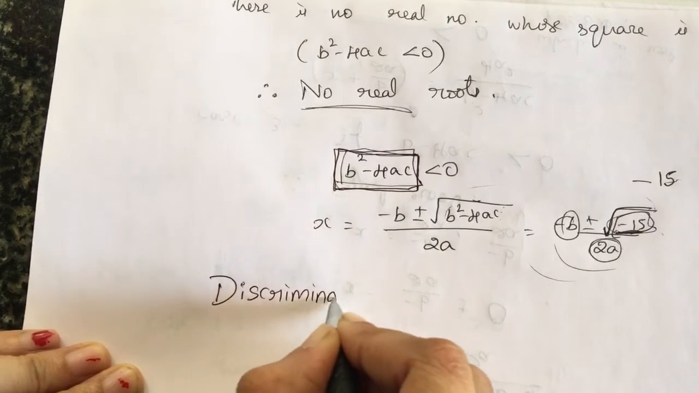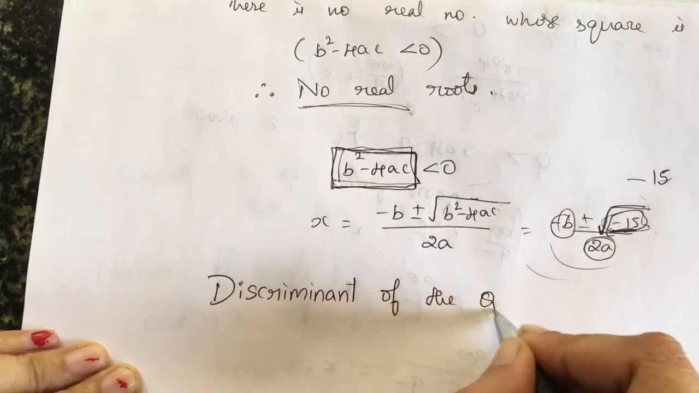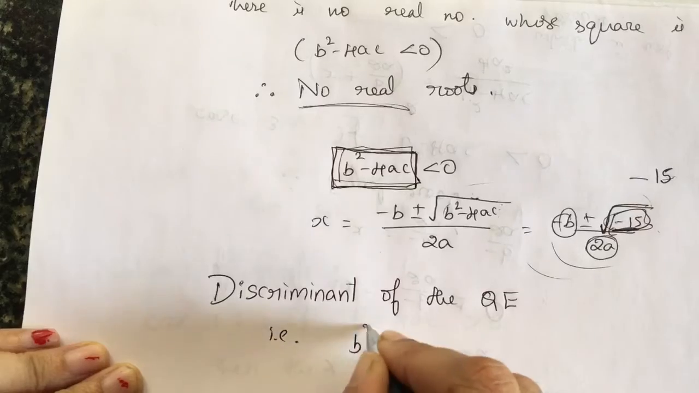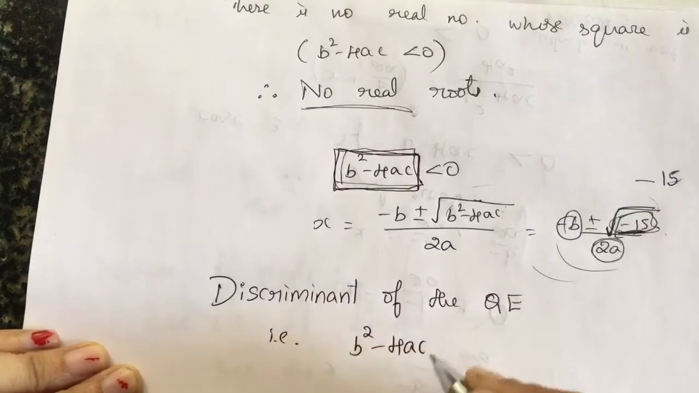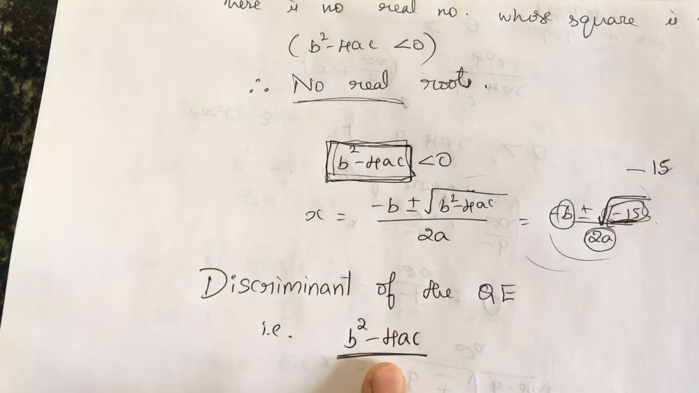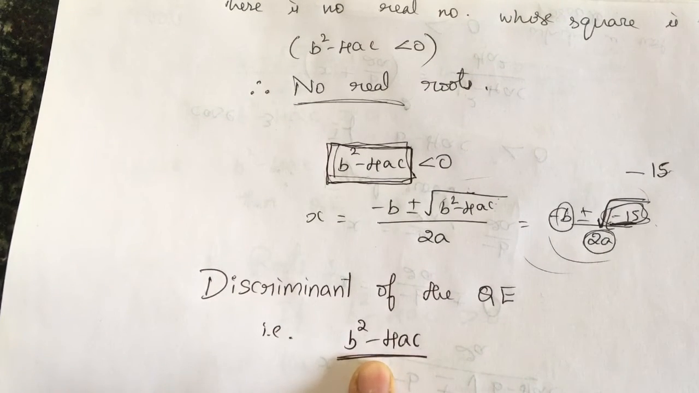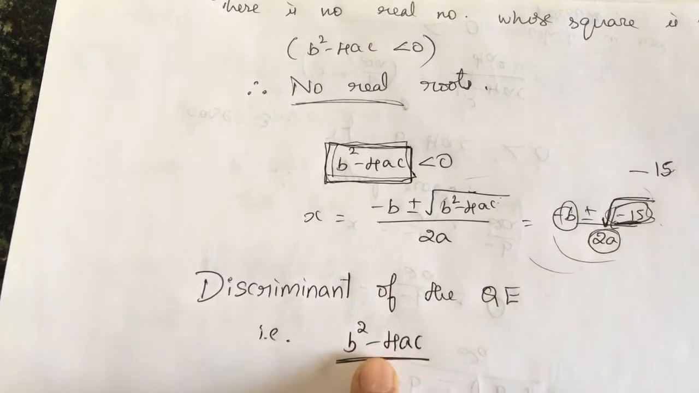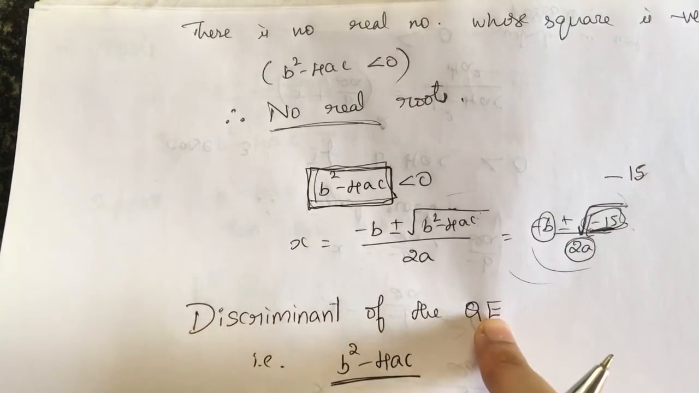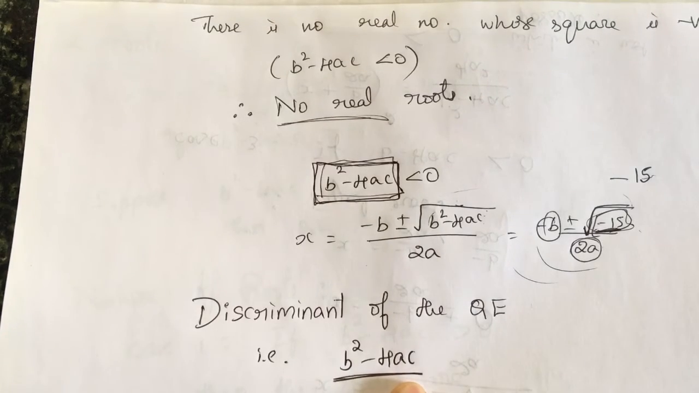Discriminant of the quadratic equation, that is b square minus 4ac. I repeat, the nature of the roots depends on the value of b square minus 4ac. Therefore, we call this the discriminant of the quadratic equation. This decides the nature of the roots.